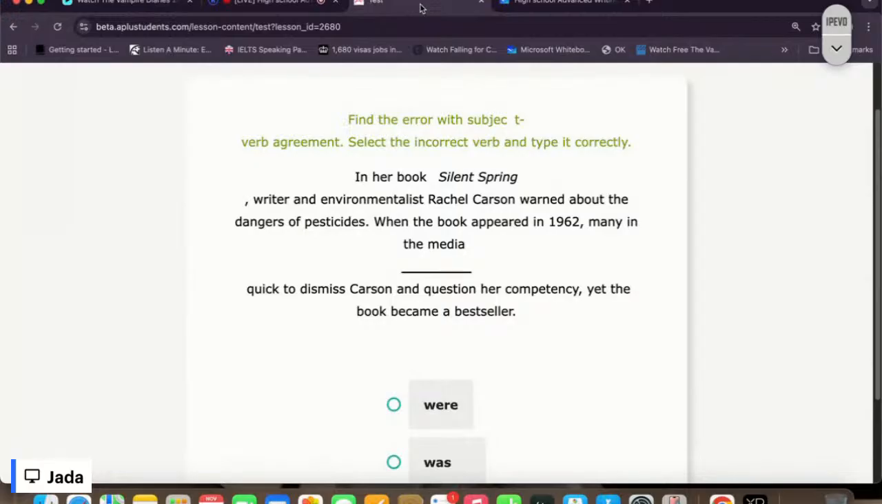In her book Silent Spring, writer and environmentalist Rachel Carson warned about the danger of pesticides. When the book appeared in 1962, many in the media dash quick to dismiss Carson and question her competency. Yet the book became a bestseller. Was or were?